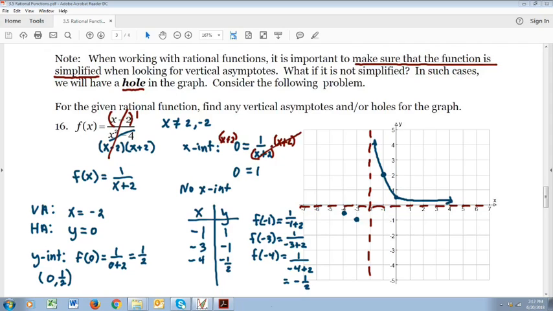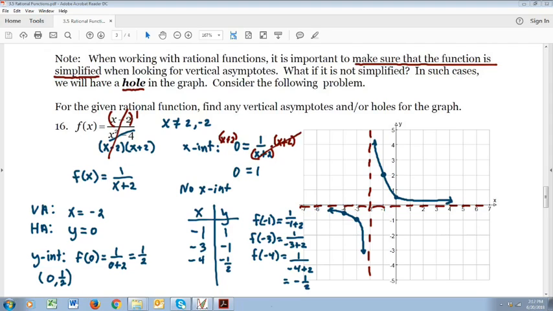And so again, to the left, this graph is going to approach our horizontal asymptote, which is y equals 0. And it's moving up or down as it goes to the right, so it's got nowhere to go other than closer and closer to that vertical asymptote.